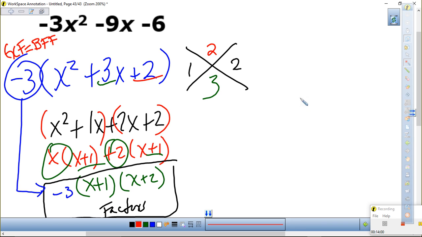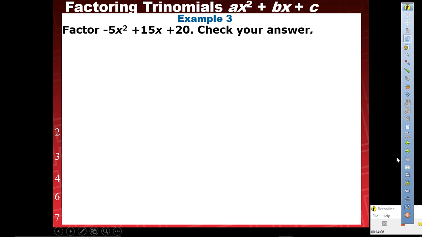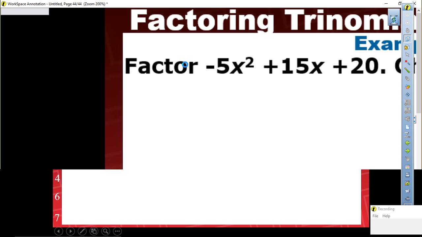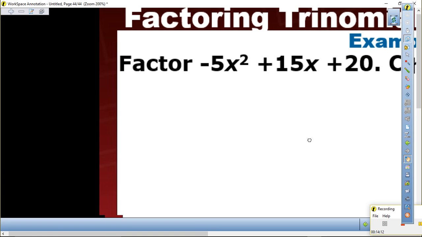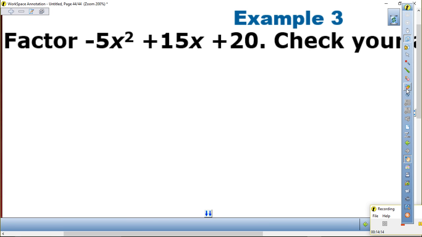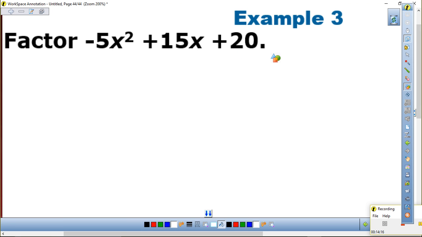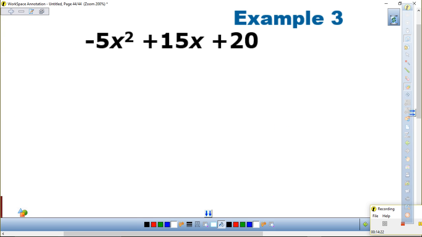Everybody got it? We got this? Okay, do this next one by yourself. Example 3. We got negative 5x squared plus 15x plus 20. I'll give you guys about 40 seconds. Ready, go.